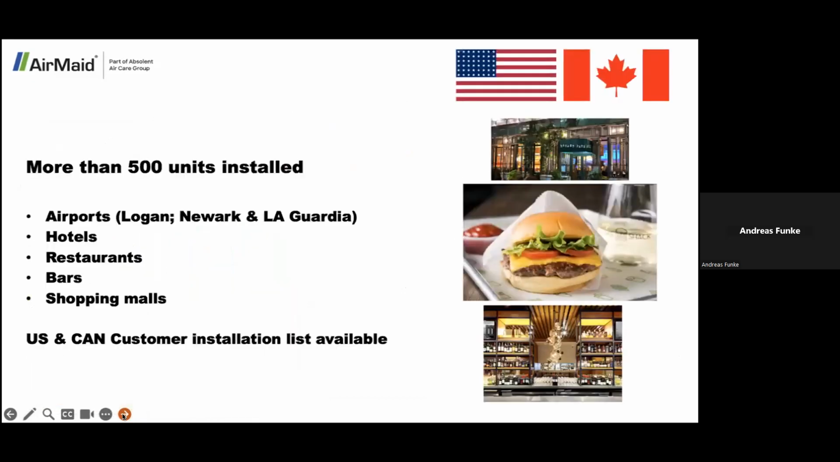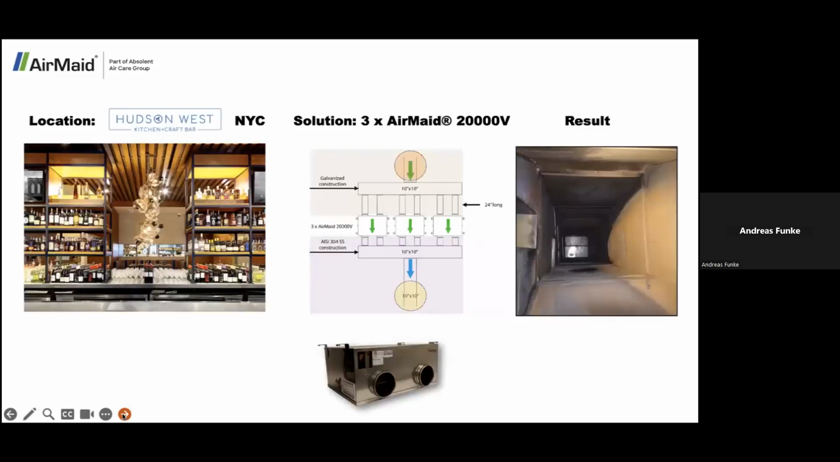QSR brands, Hard Rock Cafe, KFC, Burger King. In the US, now more than 500 units are installed. Recently in Newark Airport, for instance, but also two other airport installations in Logan and LaGuardia. And hotels, restaurants, bars, shopping malls. So we have an available US customer installation list, which we can provide you with. This is, for instance, in New York City, the Hudson West Kitchen Craft Bar, where three AirMaid 20,000Vs are installed with a perfect result.